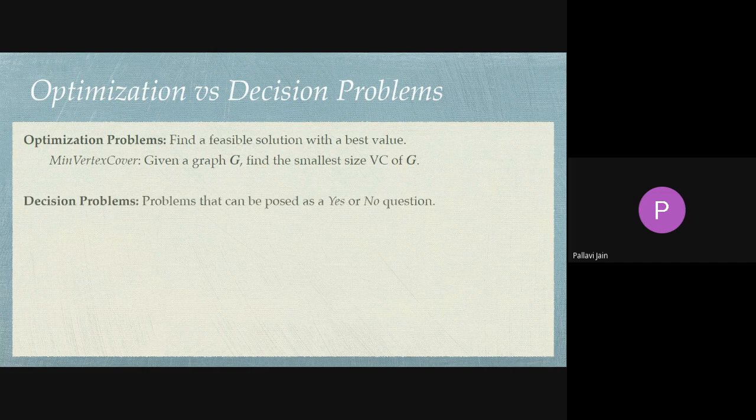Now, what are decision problems? Decision problems are those problems which can be posed as a yes or no question. Given the input, you have to answer whether that input satisfies some property or not. For instance, here you can see one decision problem called vertex cover. In this problem, you get one graph G and one integer K, and you have to tell whether there exists a vertex cover of size K in G.